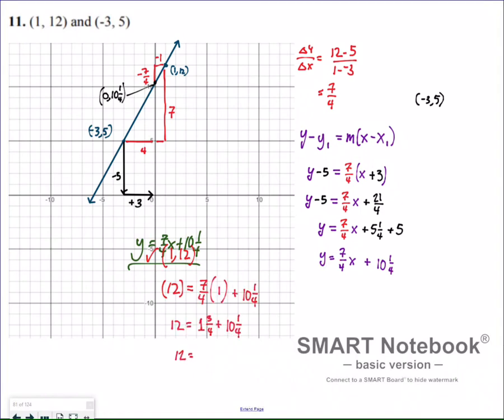And over here, you can see I accidentally overwrote my stuff. Oh well, you can see it. I can put the point (1, 12), which is the other point. I didn't use the point (1, 12) to get my equation. I can use the other point that was given as my checkpoint. So when x is 1 and y is 12, is the equation true? Well, 7 quarters plus 10 1/4, yes, that does equal 12. So I win all my points.